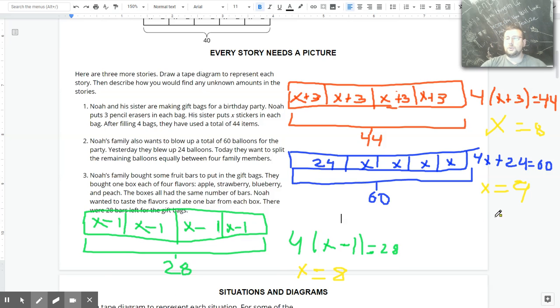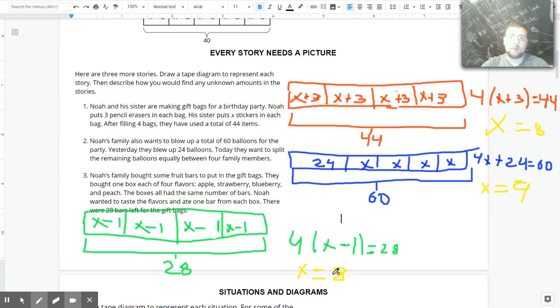Okay, so here you have the solutions. The first one would be 8, because if you put 8 plus 3 makes 11, times 4 is 44, so it checks out. And you can solve that yourself, but you should get this answer at the end. And like here, 4 times 9 is 36, plus 24 is 60, so that 9 works. And again, you can solve that yourself. And then you should get this answer. And in here it is 8, because 8 minus 1 is 7, times 4 is 28. So there were 8 bars originally.